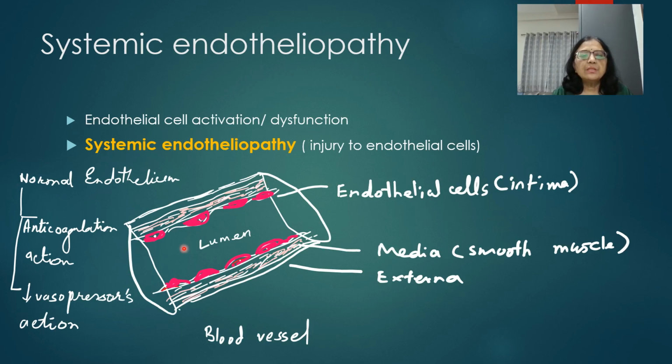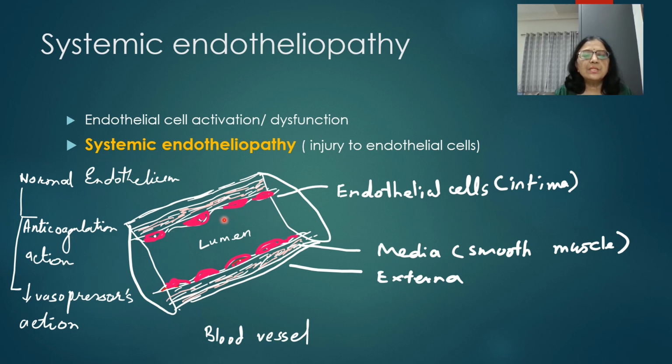Systemic endotheliopathy: now we can see the vessel, and all the vessels have these layers as intima, media, and externa. Intima, the innermost layer, is formed by the endothelial cells. When we say endotheliopathy, that means there is endothelial cell activation or dysfunction. So endothelial cell activation or dysfunction is systemic endotheliopathy, where there is an injury to endothelial cells all over the body. An important function of the endothelium is its anticoagulation action. That means it keeps the vessel patent.